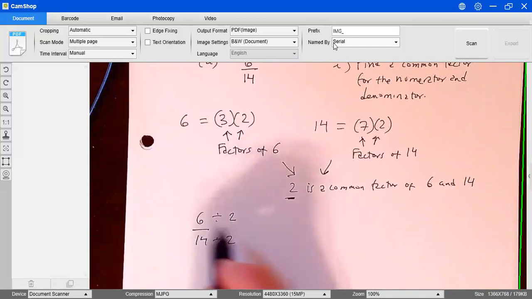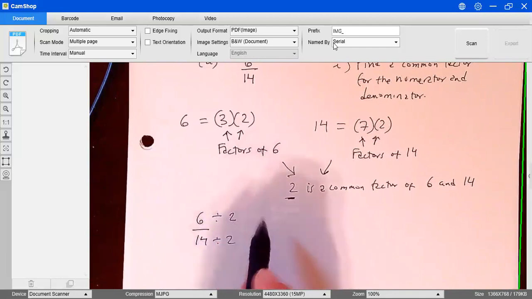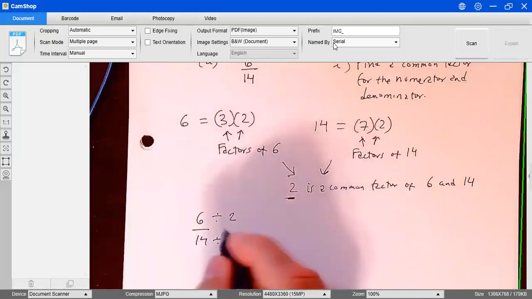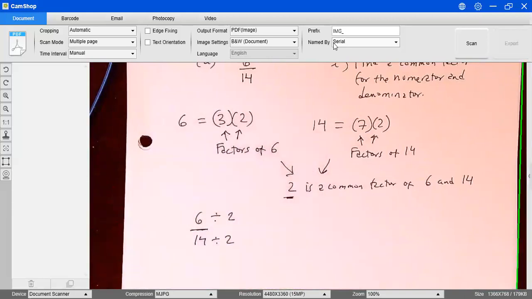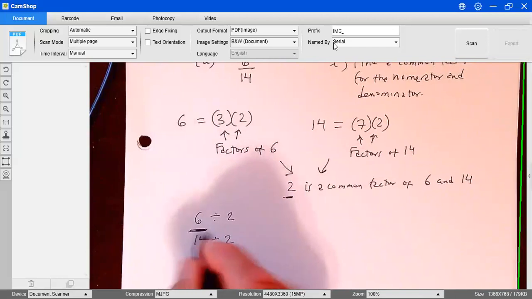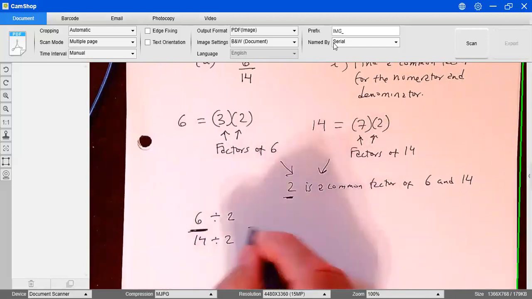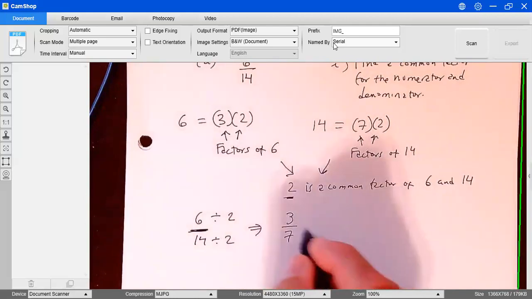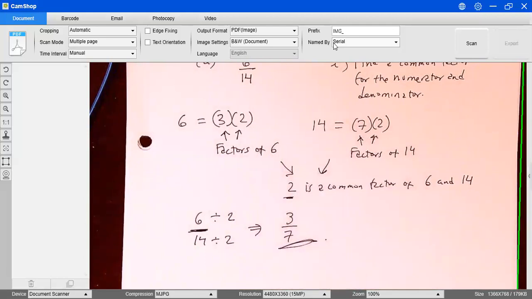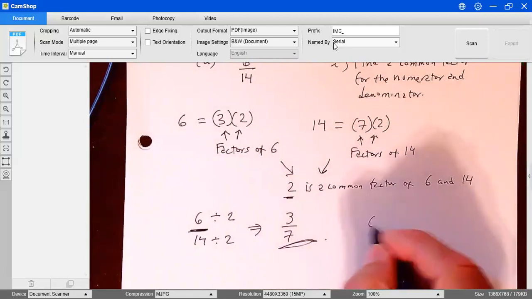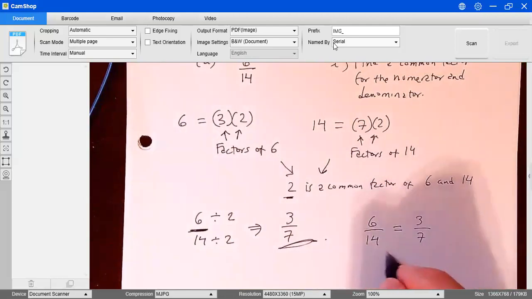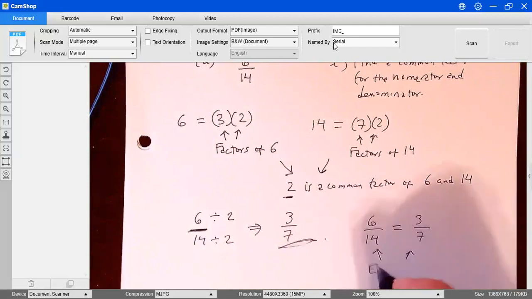So I'm dividing 6 by 2, which is a common factor with 14, and 14 should be divided by 2 because that's the fundamental principle of fractions. You need to divide or multiply by the same number, both the numerator and the denominator. So if you do that, you're going to get, in this case, 3 over 7, and that's the final answer. So you can say that 6 over 14 is equivalent to 3 over 7. So these are equivalent fractions.